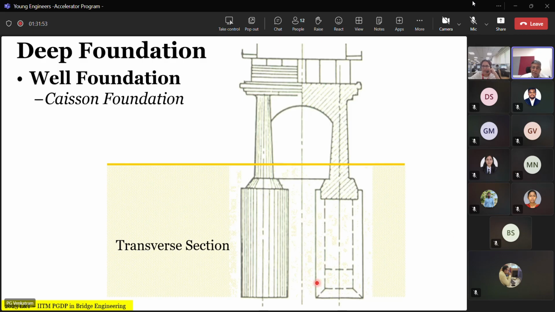So basically, what they do is they cast about 1.5 to 2 meters of this bottom portion at the ground level. Then with a grab, you know what a grab is? A crane in which there is a cloth fixed with which you fix and remove the soil. So you remove this soil. When you remove the soil underneath this, under the weight of this, the well starts to sink because there is no resistance in the inside portion of the well. So the grabbing operation removes the soil from inside, enabling the cutting edge to cut through the soil and sink.